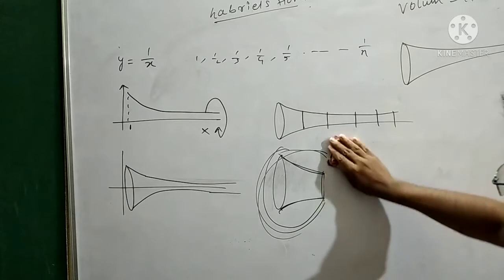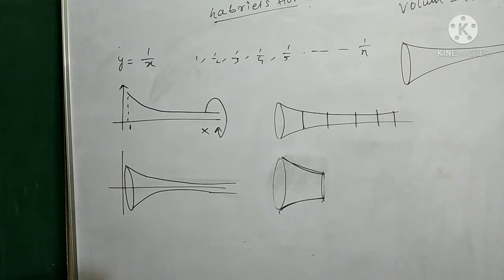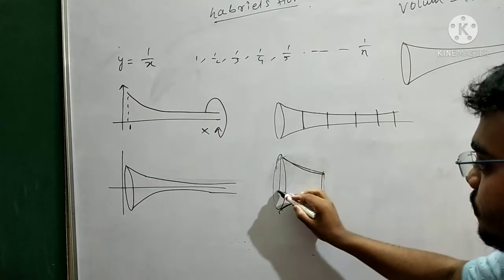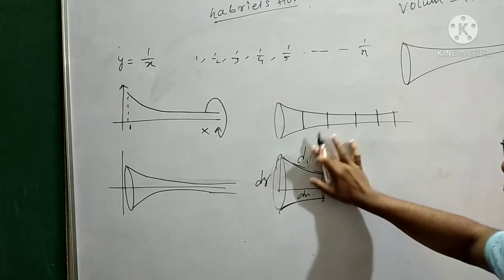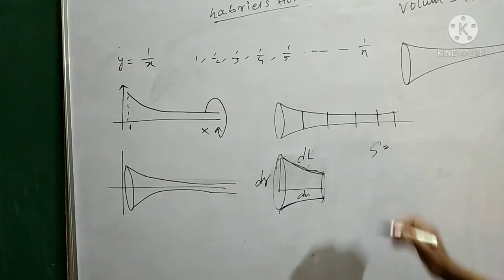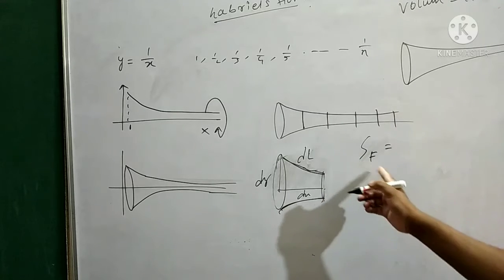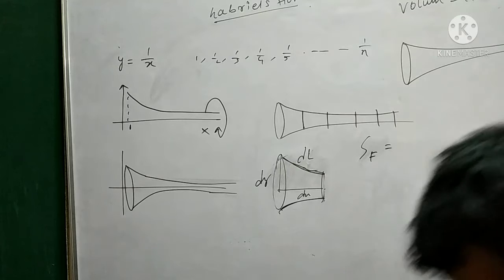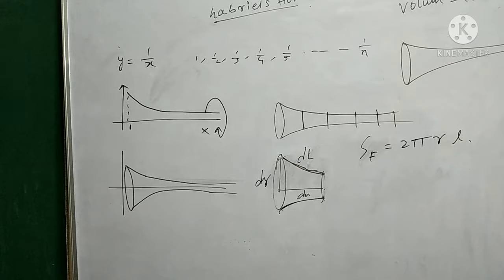I am taking this first term first. So it will be dx, it will be dy, and it will be dl. And we know that the surface area of this first term, S, is 2 pi r l, the surface area of the function.